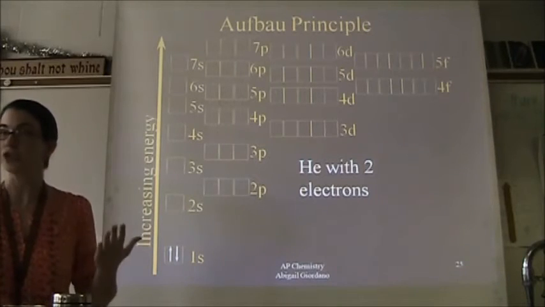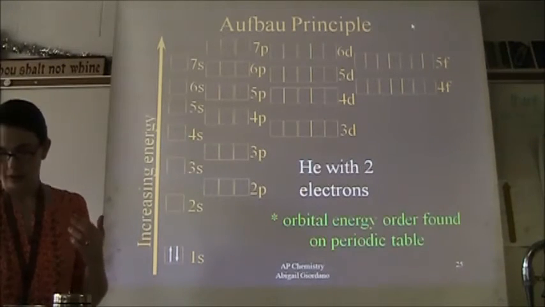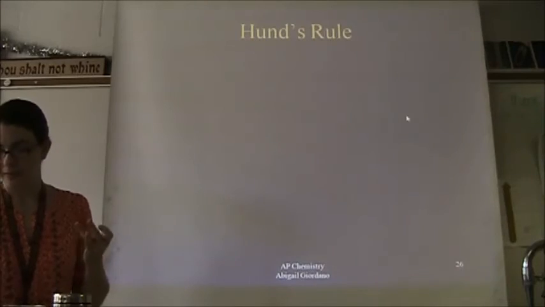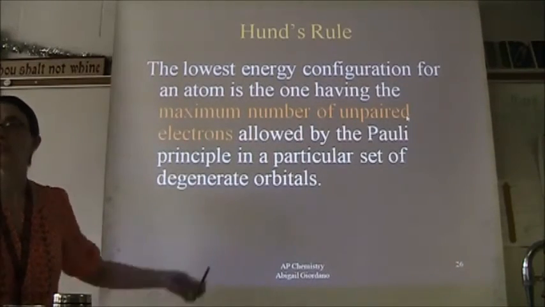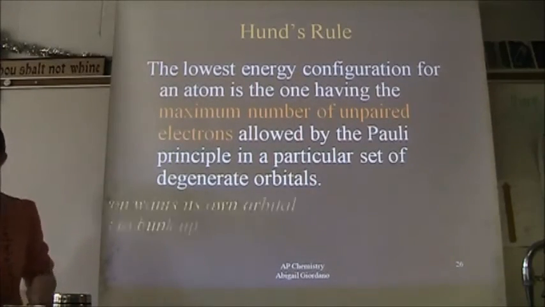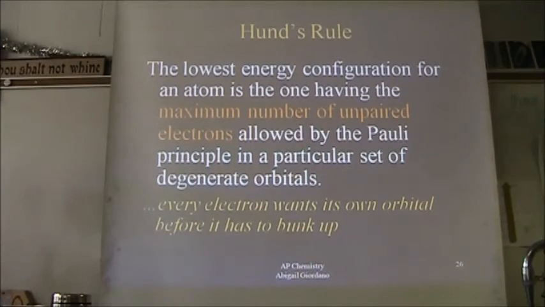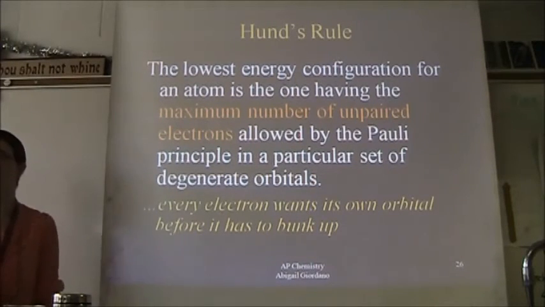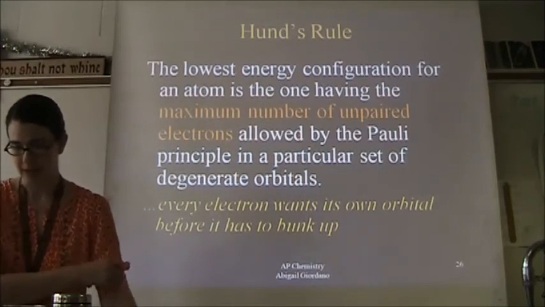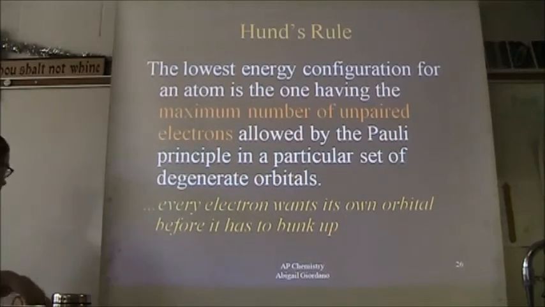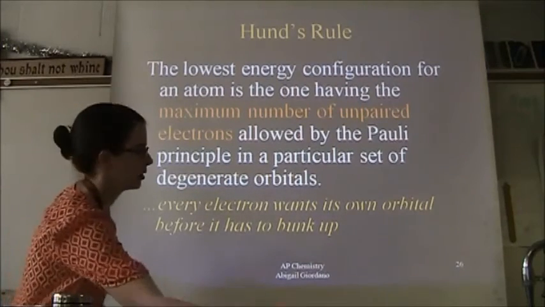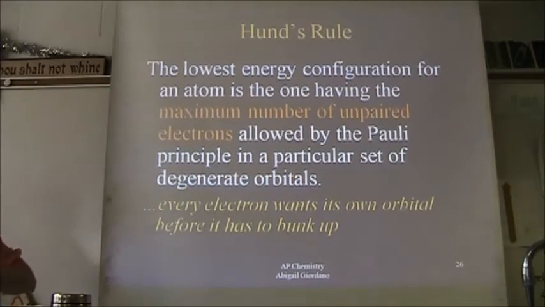Our second rule that should be familiar. Hund's rule. You can either use the formal definition or you can use my definition that's much more simplified. Every electron wants its own orbital before they have to start sharing, before they have to start bunking up. And let's use, find my marker, here it is. Let's use nitrogen as an example of this.